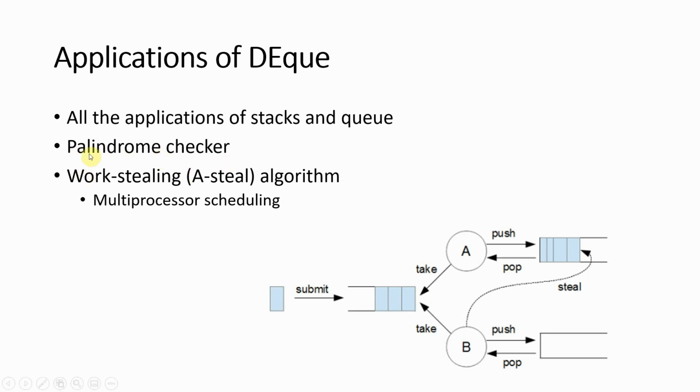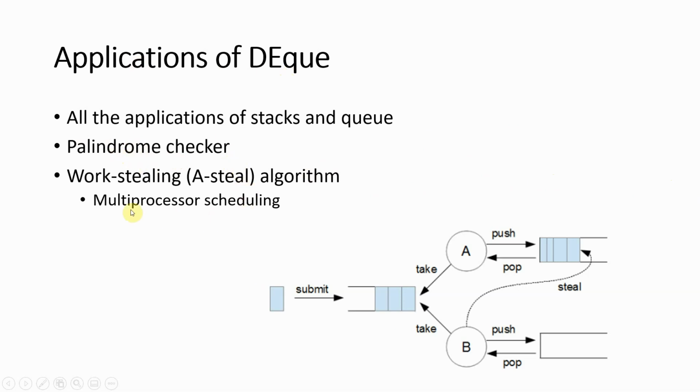You already know what a palindrome string is. A palindrome is a string that reads the same way from either end. For example, dad, it doesn't matter if you read it from left to right or right to left, or mom, or race car. If you read it from left to right or right to left, it's the same. So we say that this is a palindrome string. So Deques can be used as a palindrome checker.